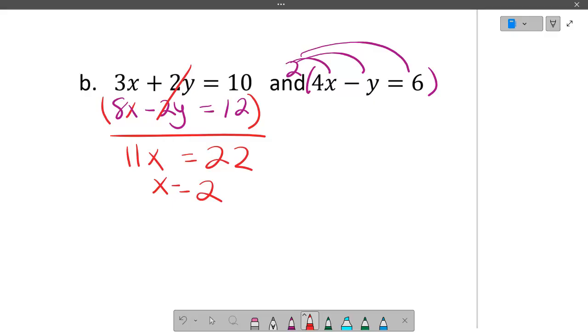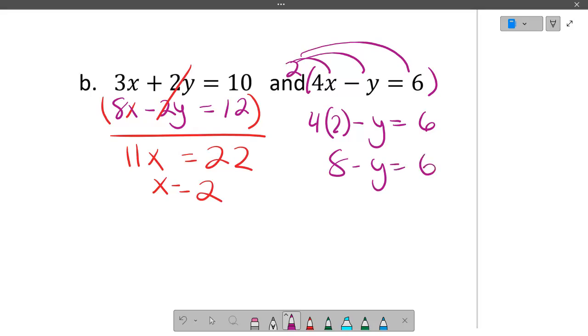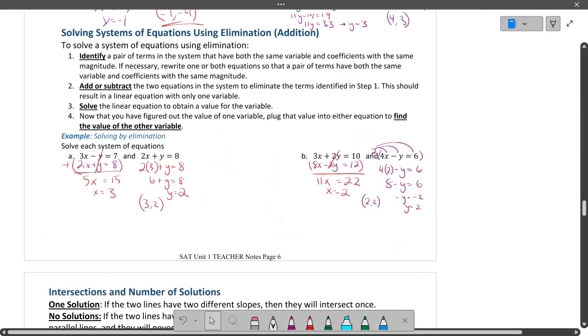Let me plug it back in. Left or right? Which one? Right? 4 times 2 minus y equals 6. 8 minus y equals 6. So we have negative y equals negative 2, y equals 2. Okay? So we have our solution of (2, 2). All right. Questions on either of those?